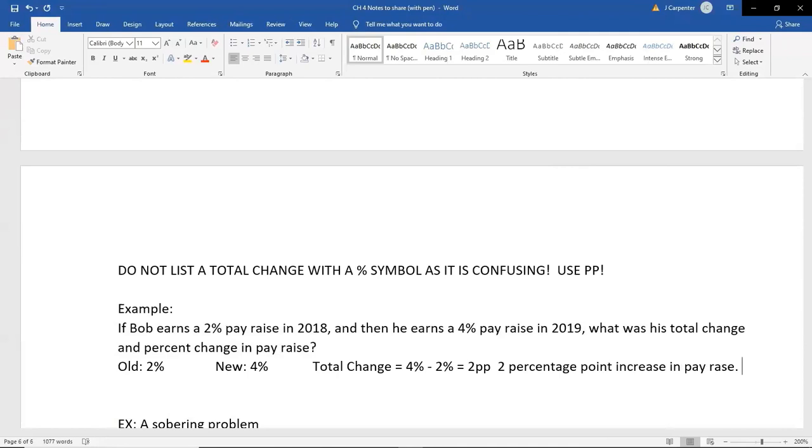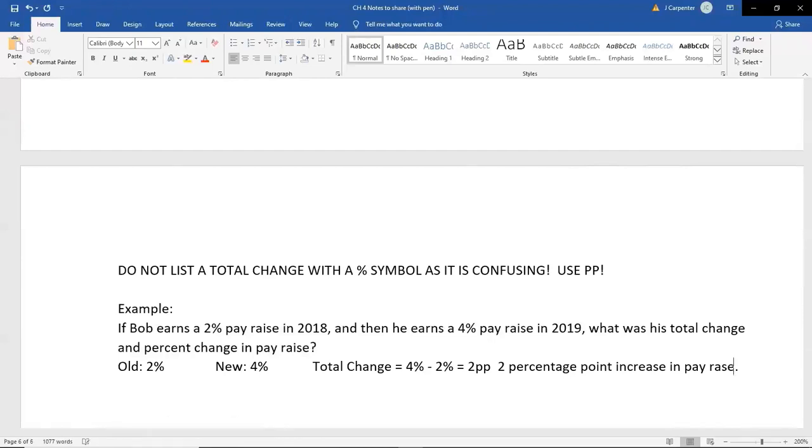So he got a 2 percentage point increase in his pay raise. Because 2 years ago, he earned a 2% raise, and then last year, he earned a 4% raise. So the newest raise was 2 percentage points higher than the previous one. That's what this says. It says his pay raise this year was 2 percentage points higher than the previous year. Last year, that means he got 2%, this year 4%.